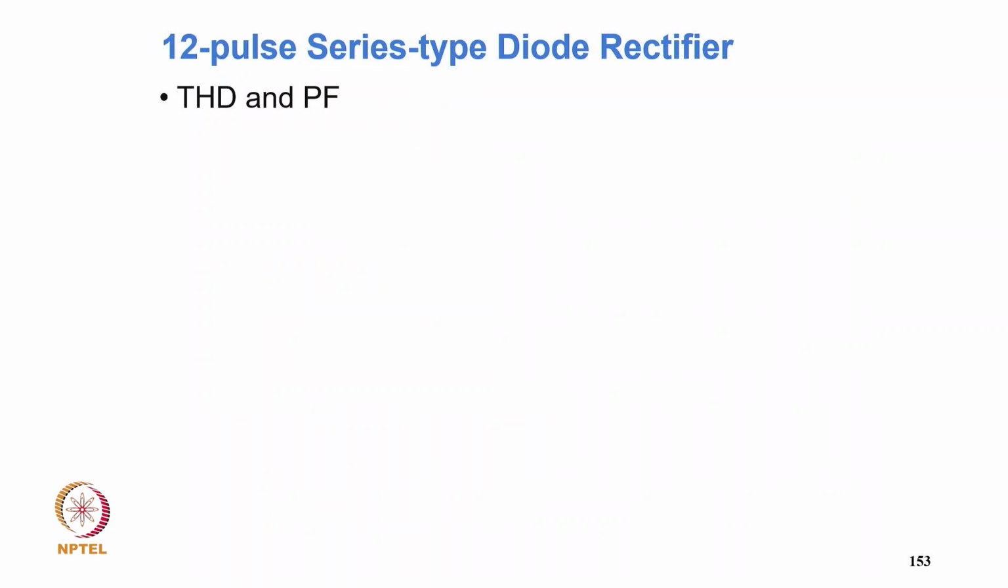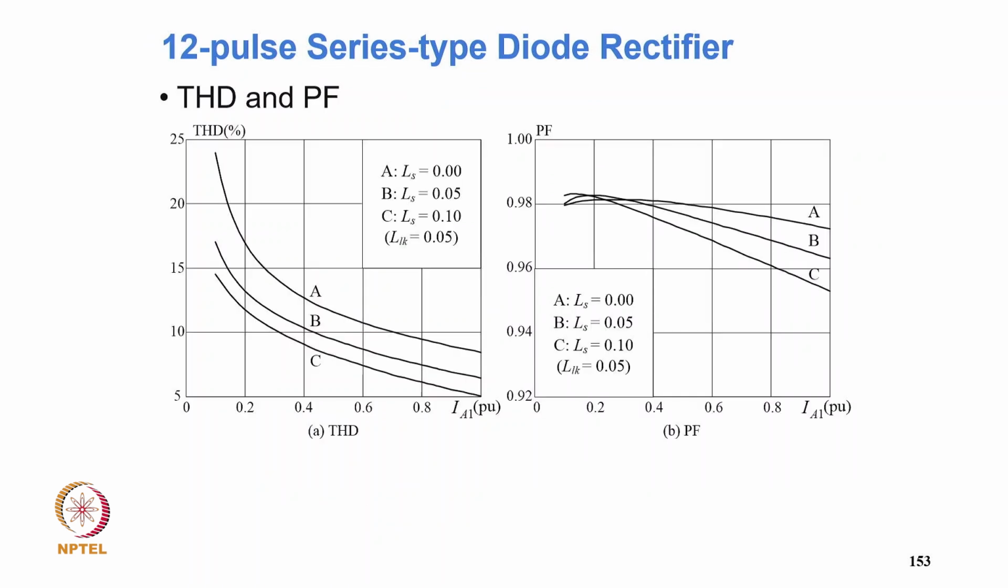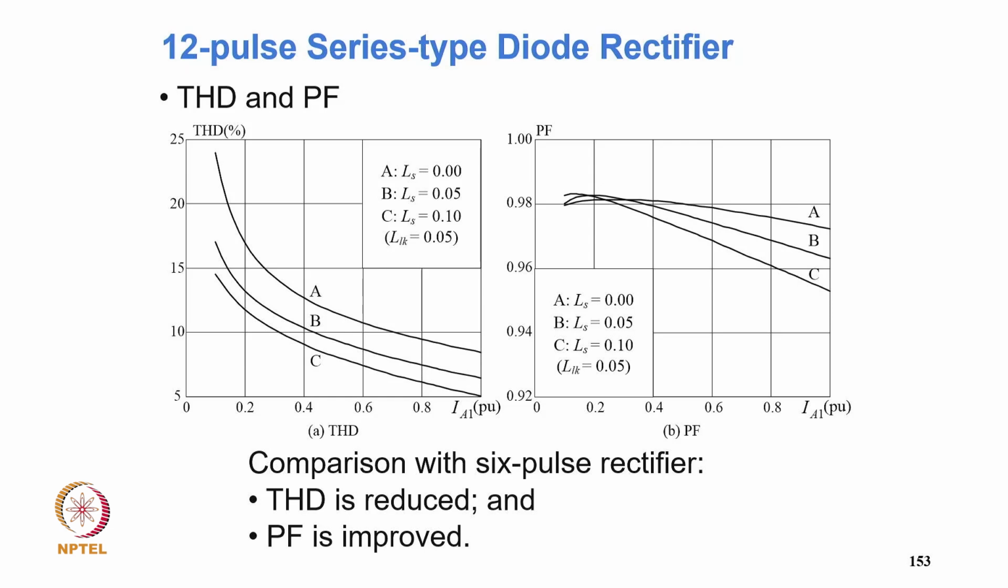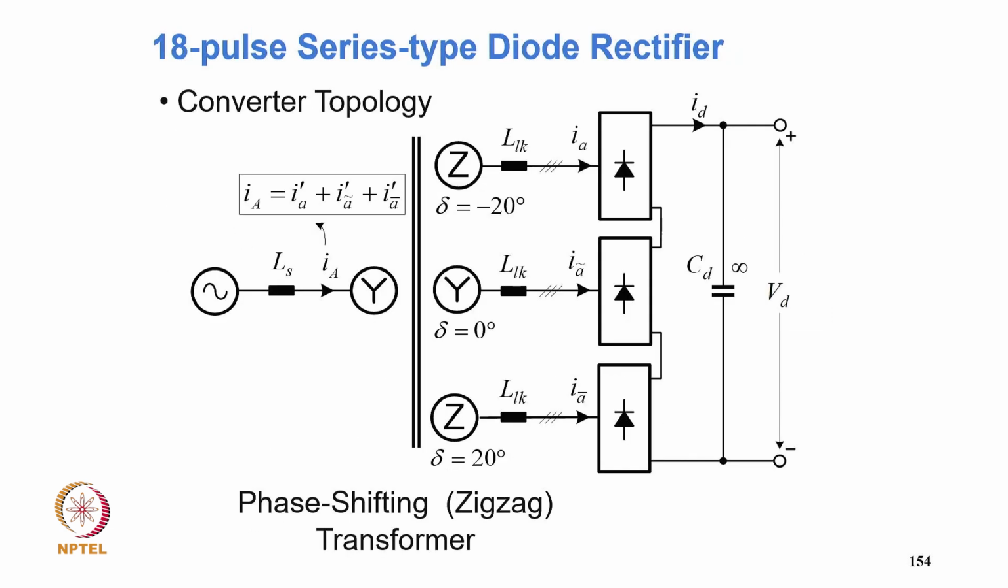Coming to the 12 pulse series type diode rectifier, the total harmonic distortion and the power factor, how it is reducing with the source impedance, you can clearly see here. Typically the power factor is also a little bit affected. So in conversion from 6 pulse, THD is reduced and the power factor improved.